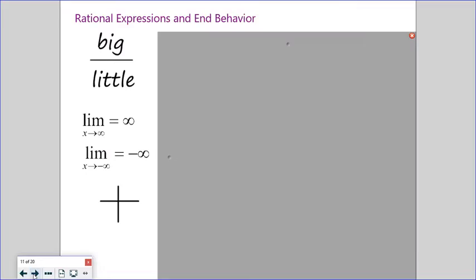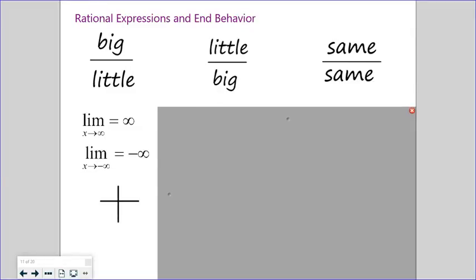Okay, we are not always working with polynomials. Now we're going to talk about how we do this whole end behavior thing when it's not a polynomial. What about when it looks like a fraction, or in math terms, a rational expression? Well, the first step is to figure out which category that rational expression falls into. There are three: big over little, little over big, or same. So how do I decide on that?